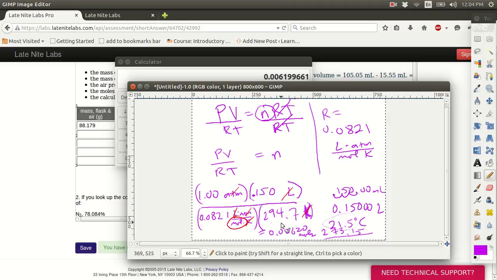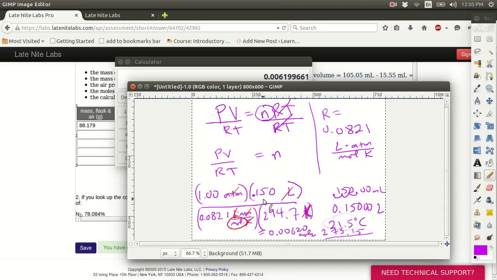Okay? 0.00620. Now notice, if you're going to use your calculator for this, you cannot say 1 times 0.15 divide 0.0821 times 294.7. That will give you the wrong answer. You can say 1 times 0.15 divided by parenthesis 0.0821 times 294.7 parenthesis equals. That would be okay. You could also say, as I said today, 1 times 0.15 divide 0.0821 divide 294.7. That will be okay on your calculator.